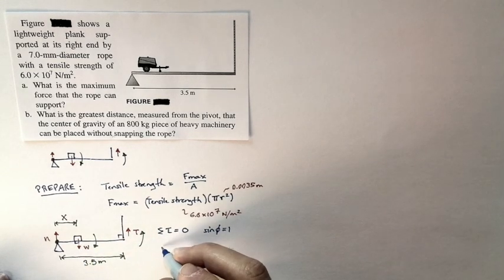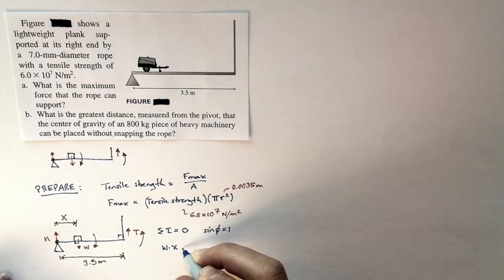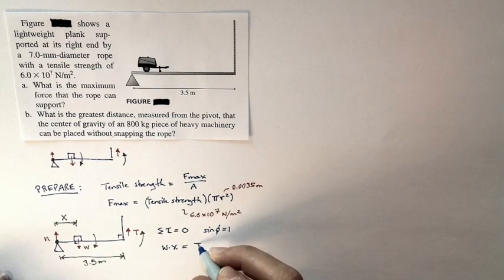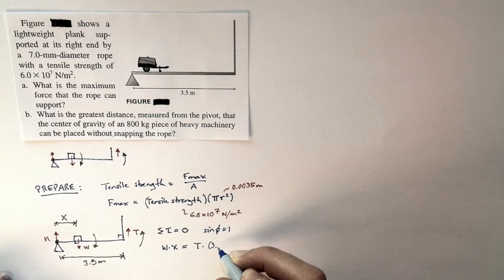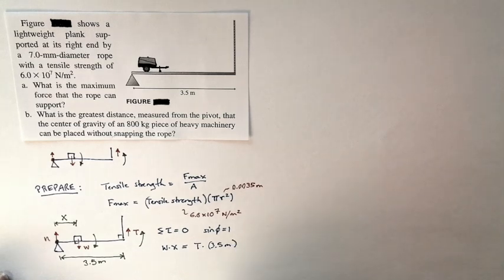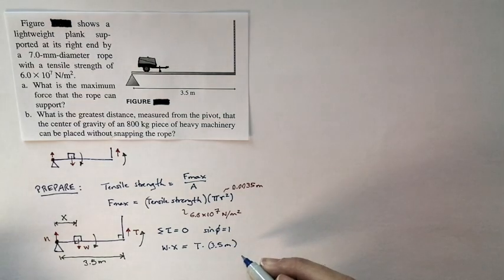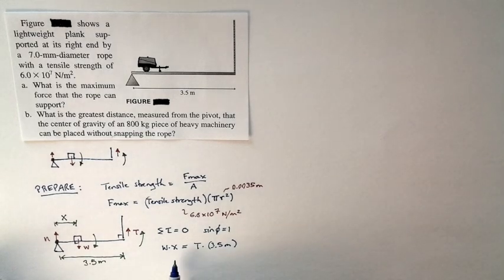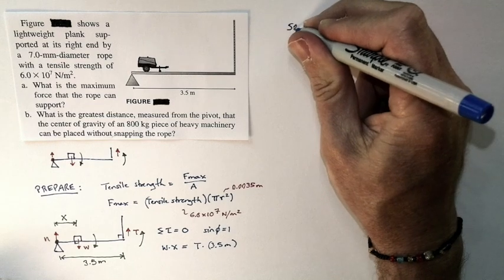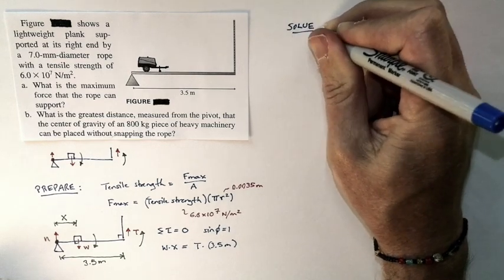The torque due to this one, magnitude, is just W times x. The torque due to this force is just T times 3.5 meters. And so this is our basic relationship that we can use to solve for x. That's ultimately what we're going to be looking for here. Now, let's go ahead and complete our solution.